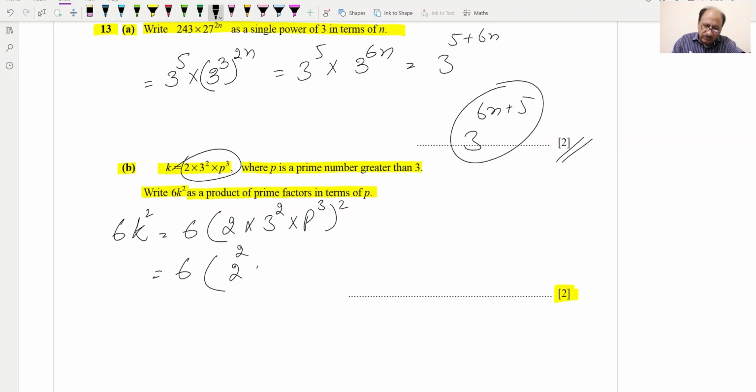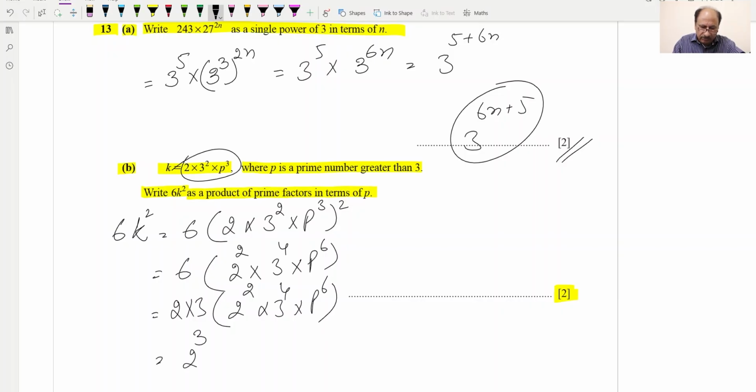We can take everything separately, so it will be 3 raised to the power 4 and p raised to the power 6. Now we can write this 6 as 2 into 3, so this will be 2 squared into 3 raised to the power 4 into p raised to the power 6, and further we can multiply, so it will be 2 raised to the power 3. This 2 will combine with this, and 3 will combine with this one, so it will be 3 raised to the power 5 into p raised to the power 6. This will be our final answer, 2 raised to the power 3 into 3 raised to the power 5 into p raised to the power 6, and this is for 2 marks, which we have done.